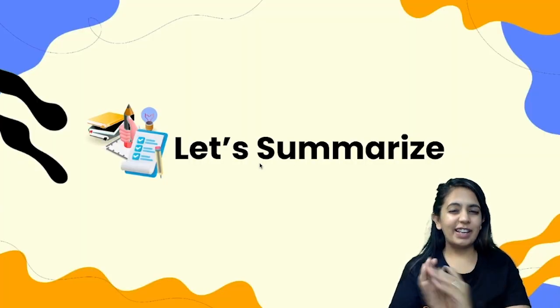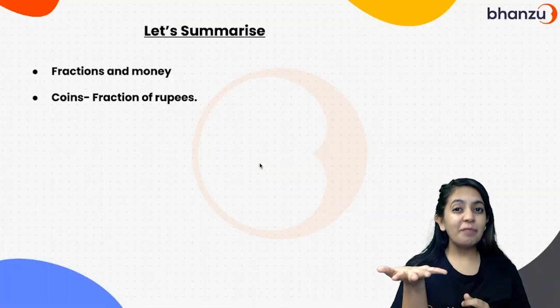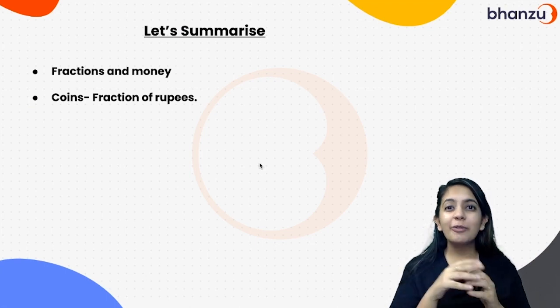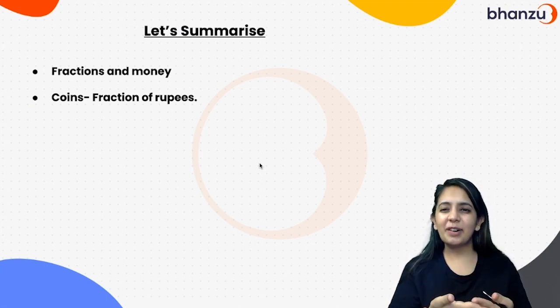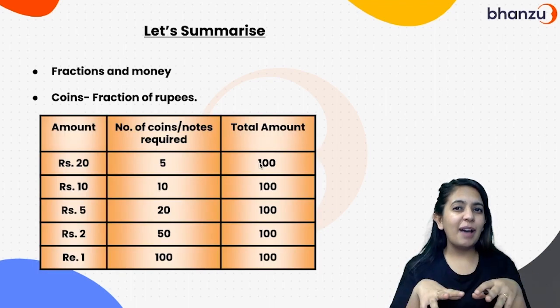Now it's time to summarize whatever we have learned today. So we have learned about a new currency like paisa, right? Which doesn't exist now, but yes, somewhere or the other you can see that, or you may ask your parents about that. And now you also can find out some fractions in your piggy banks, in your money.